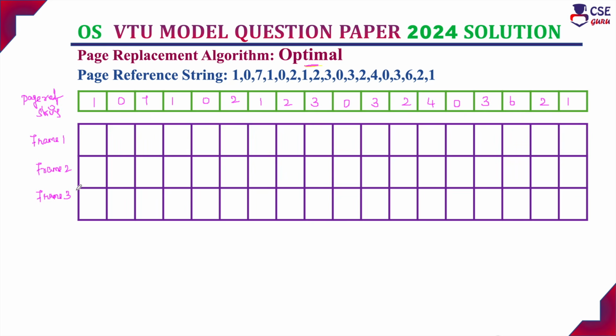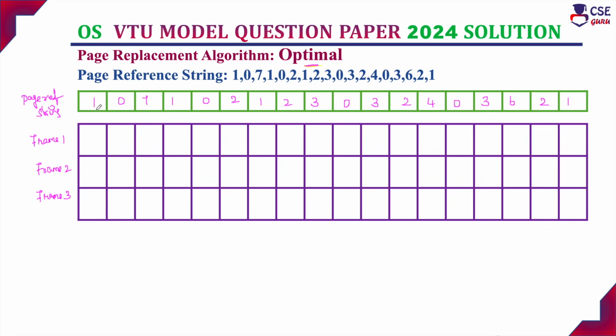So here you need to know two concepts. What do you mean by page fault and what do you mean by page hit? If the reference page is available among these 3 frames, that is, if the reference string is available in main memory, that will be considered as a page hit. If the reference string is not available in main memory among these 3 frames, it will be considered as a page fault.